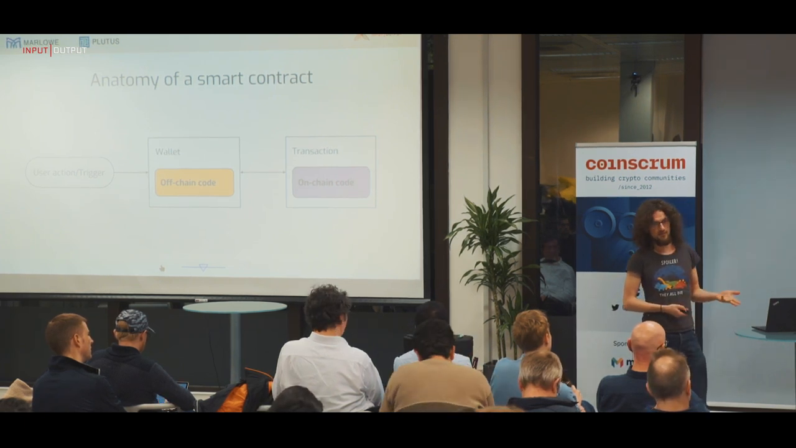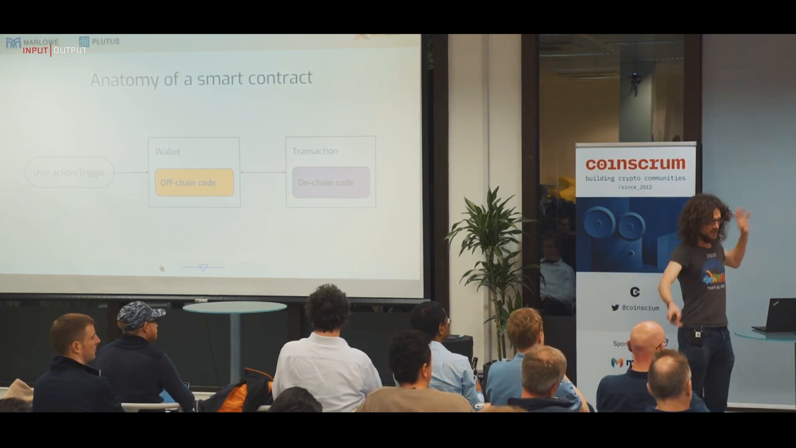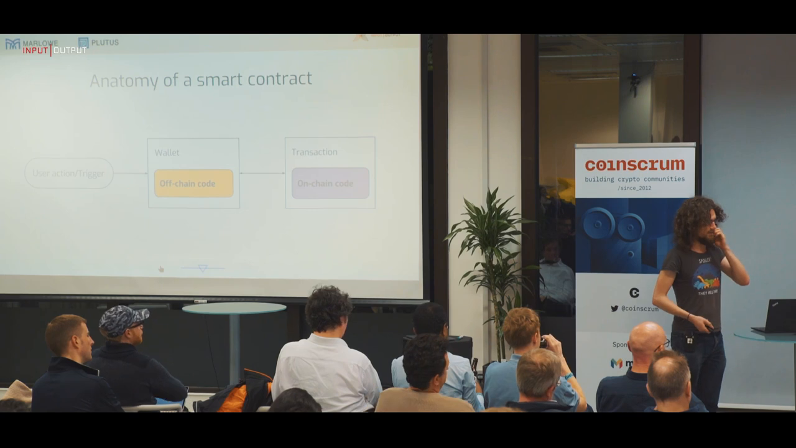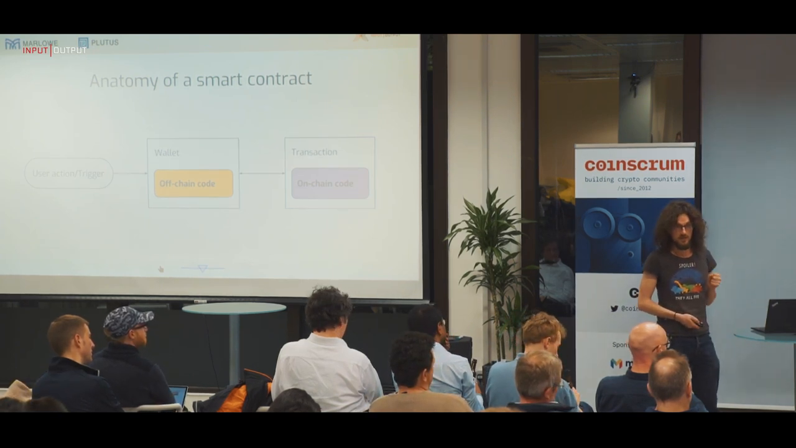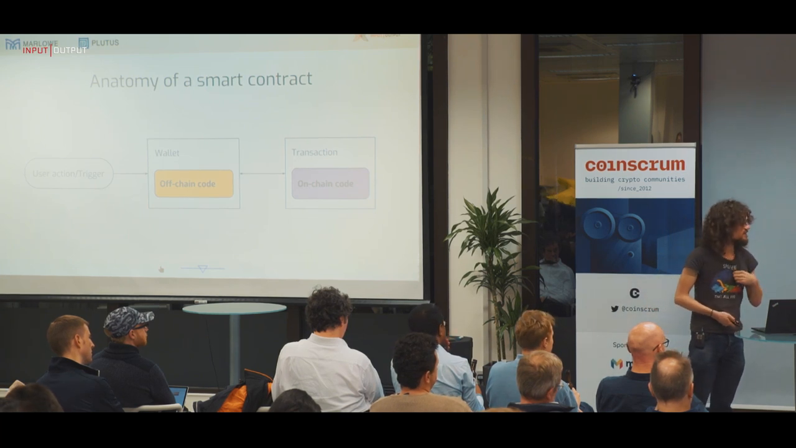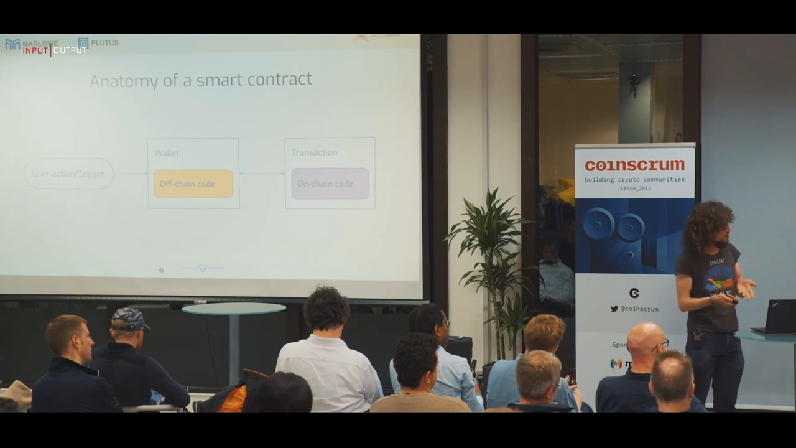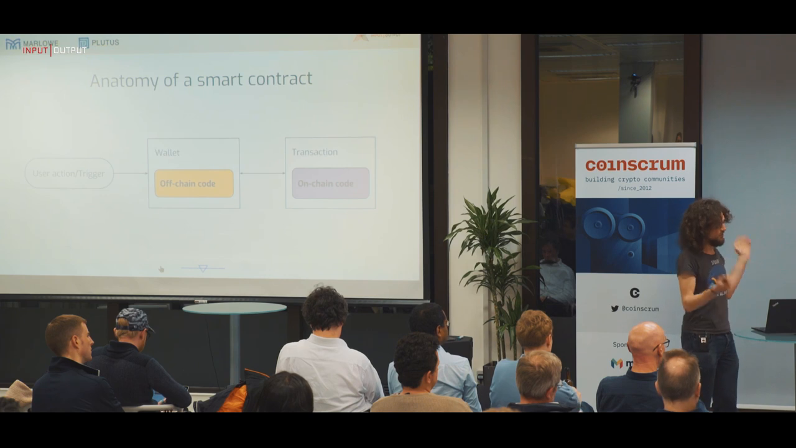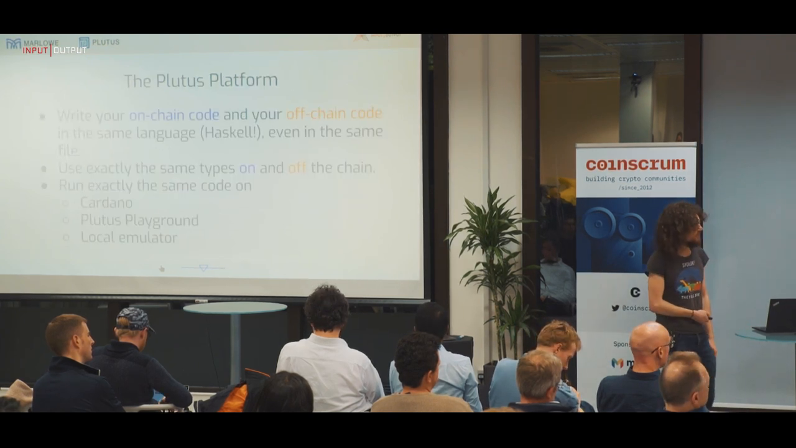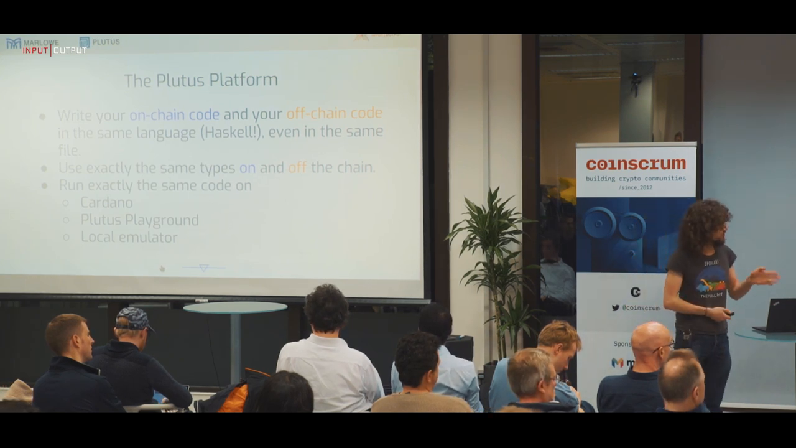And you have the same problem that you often do when you're writing web apps, which is that it's very easy to end up writing these things in different languages and completely different build systems and have them completely out of sync. So if you write Ethereum smart contracts today, the off-chain code is usually written in JavaScript, and the on-chain code is written in Solidity, and the two then need to talk to each other, and there's no sharing between those at all. And so this is one of the things that we're trying to ameliorate with the Plutus platform here.